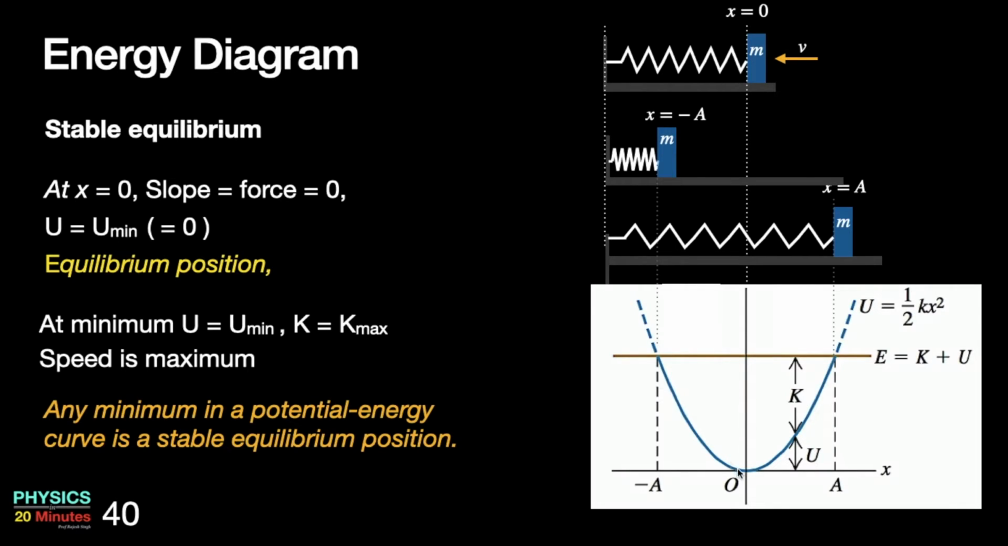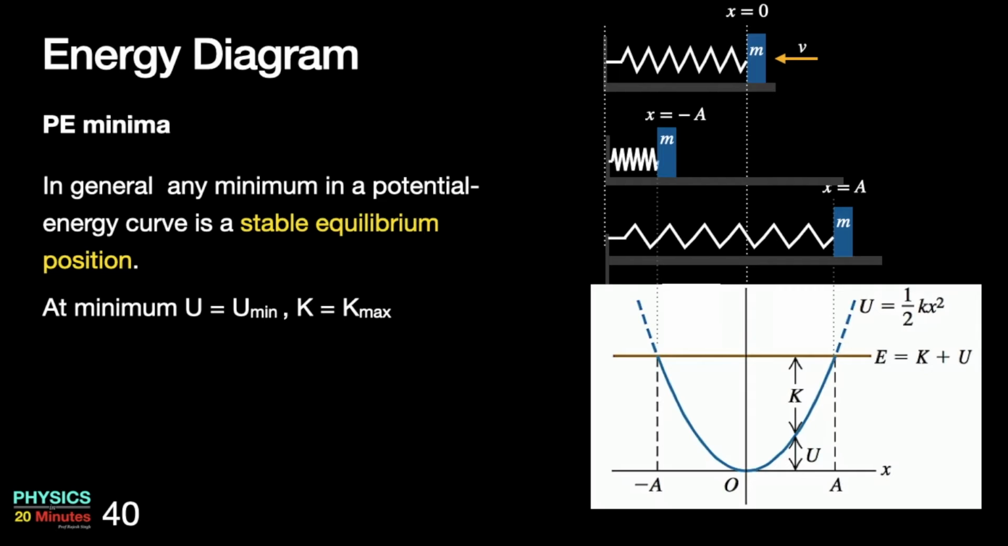This equilibrium is also called a stable equilibrium. Stable equilibrium is typically a point at which if you disturb the particle or body or the system, it will tend to return back to the equilibrium position. So we can have this general rule: any minimum in the potential energy curve is a stable equilibrium position. At minima, potential energy is minimum, kinetic energy is maximum, so speed is maximum.